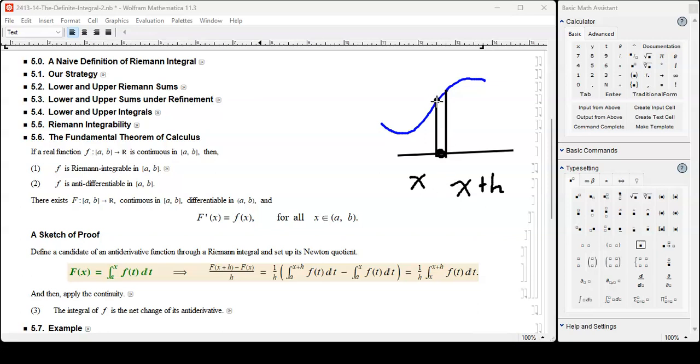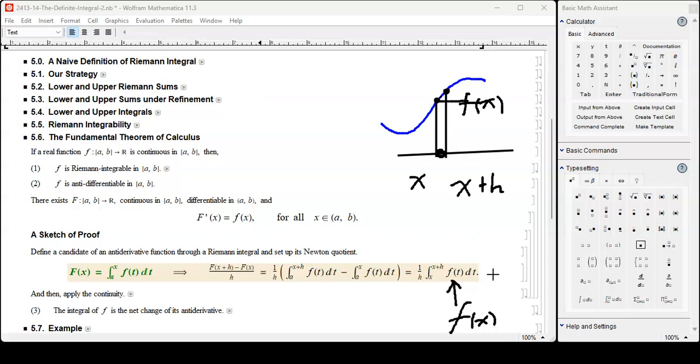So this f of x here, or f of t rather, anywhere here is not too different from f of x here. This one right here. Anything here, f of t, that's pretty much same as f of x. So I can replace this f of t here by f of x, which is a constant, and then take it out. Then with integral of 1, and then x to x plus h, and then divided by h.